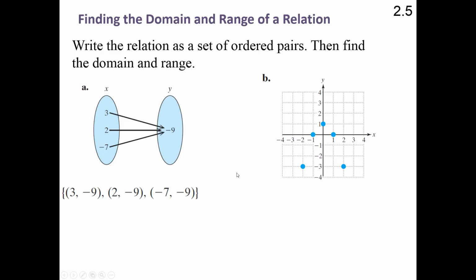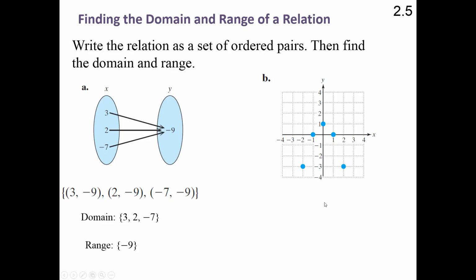The domain is the set of first elements, so the domain is this set, and the range is the set of second elements. The range is very simple in this case. The range is just -9. Now in the second example, we have 5 different ordered pairs, and these ordered pairs are on a grid. Those ordered pairs constitute the relation in this case.